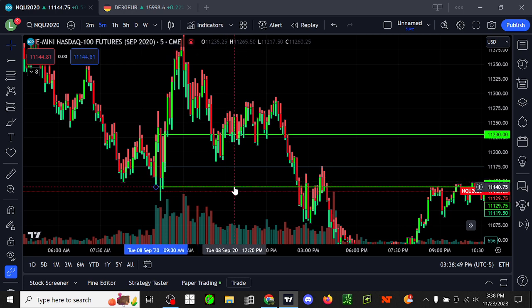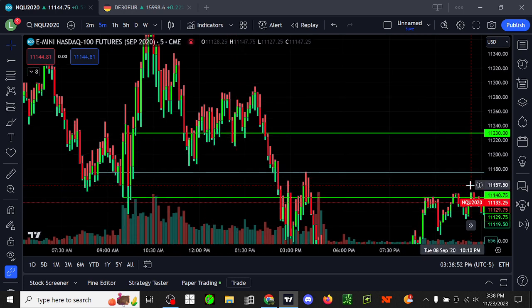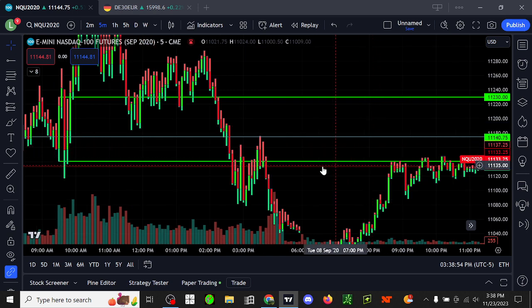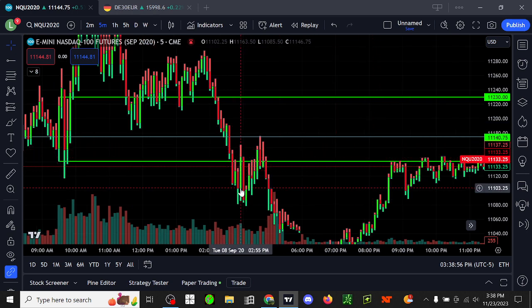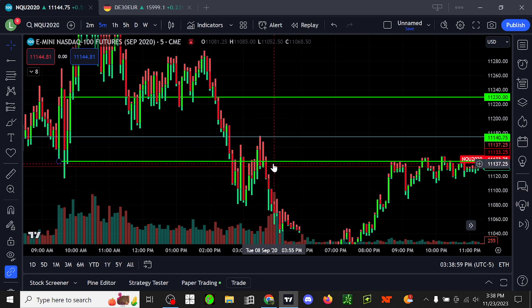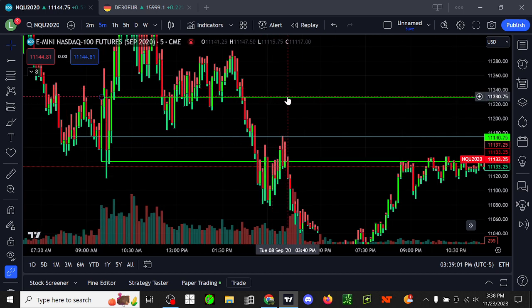So this is where it gets a little tricky. You have it gapping away here, gapping away again, closing below. This looks like a short, right? You're in long from here.